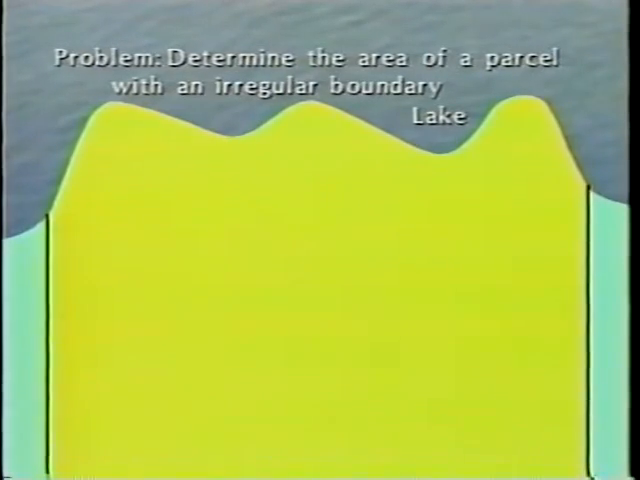Next, we will calculate the area of a parcel with an irregular boundary. We will calculate the same area 3 times by the same basic method, but the last 2 by a more refined formula. At the end, we'll compare the results.